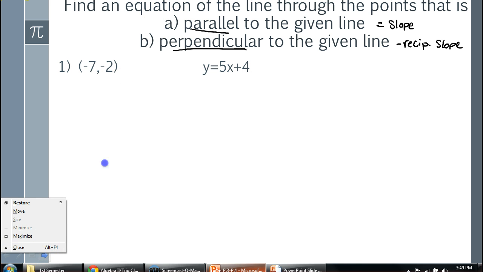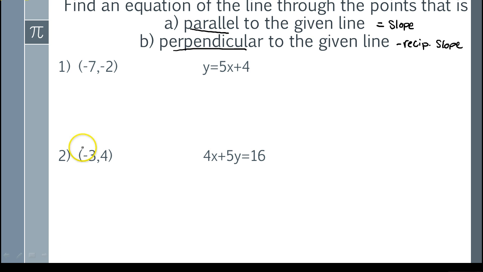Okay, notice that my directions did not tell me a specific form to write it in, so I can choose. So for part A here, if I want to be parallel, I know that this line has a slope of 5, because that's the number in front of x. So for A, I'm going to use a slope of 5, and I'm going to use the point (-7, -2), which is going to make my equation.